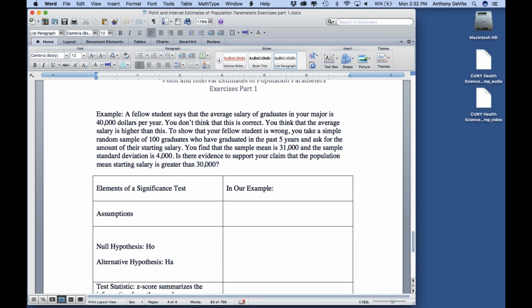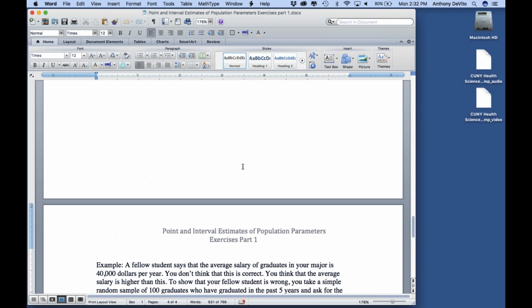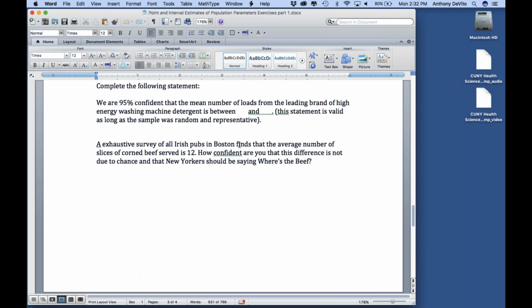Example: a student says the average salary of graduates in your major is $40,000 per year. You don't think this is correct. You think that the average salary is higher than this. To show your fellow student is wrong, you take a simple random sample of 100 graduates from the past 5 years.